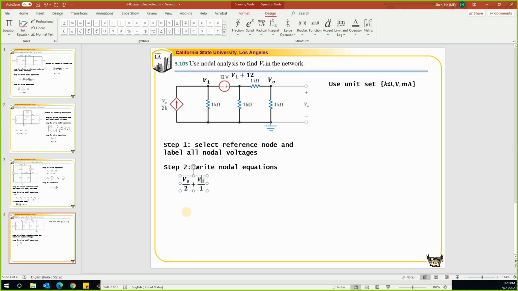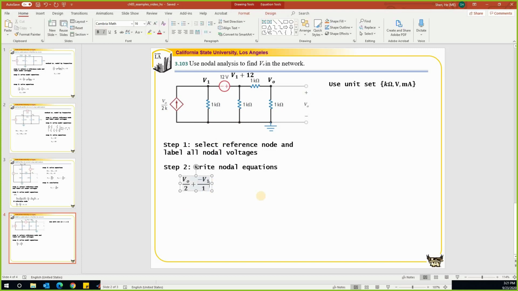So we'll put a negative on the top. The current leaving in this branch, that is a 0 minus V1 plus 12 divided by 1. The current leaving this branch, that is a 0 minus V0 divided by 1. So now we get all these 4 branches, 1, 2, 3, 4. We get all these 4 different branches, so this should be equal to 0. So that is the first equation.